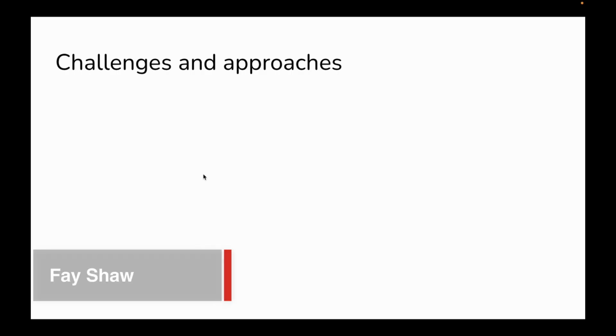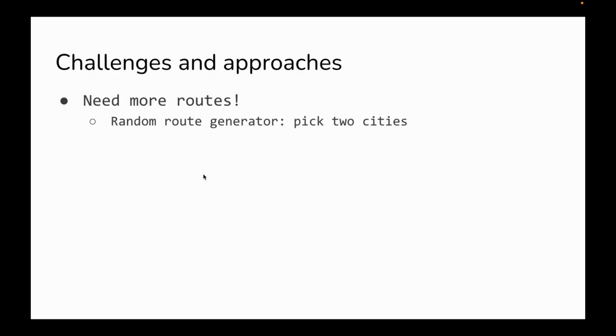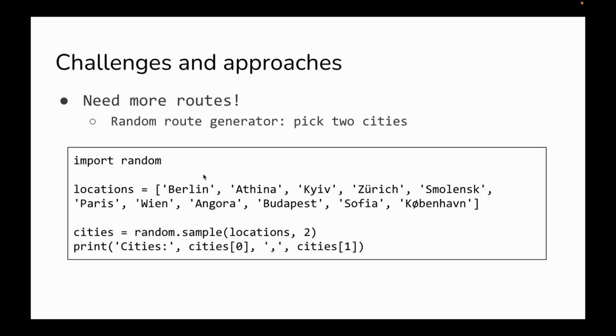So, we can choose more routes by picking 2 cities at random. We can do this by importing the random module, and we represent the cities as a list and pick 2 from them. And here is sample output.